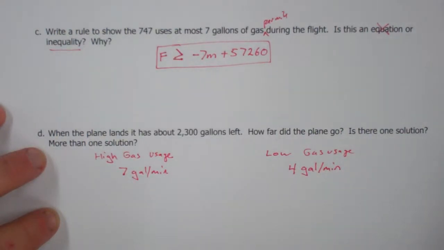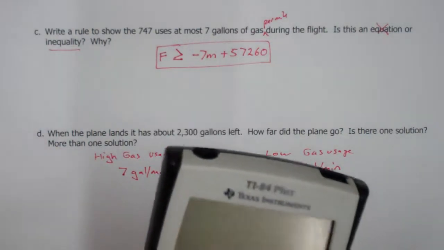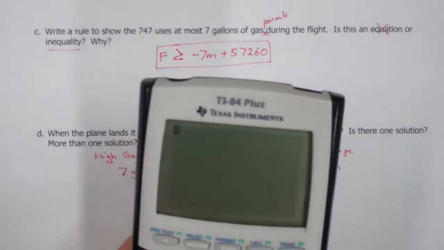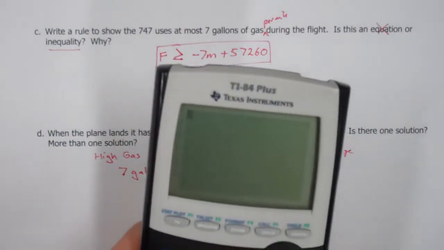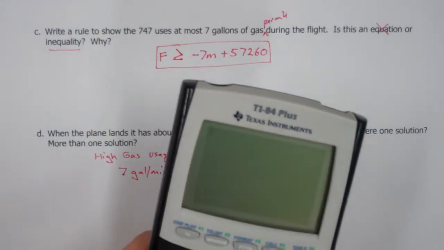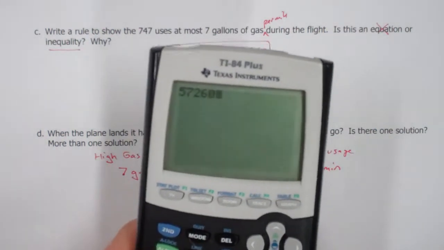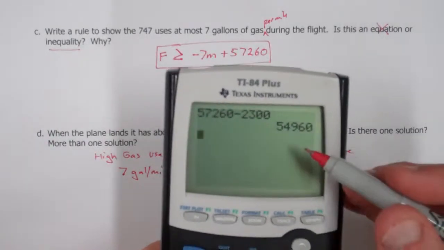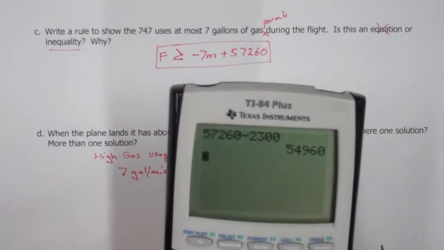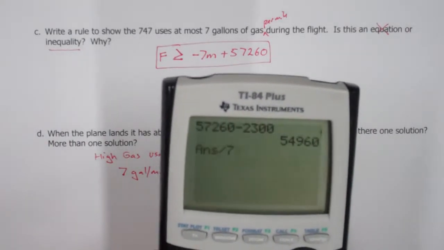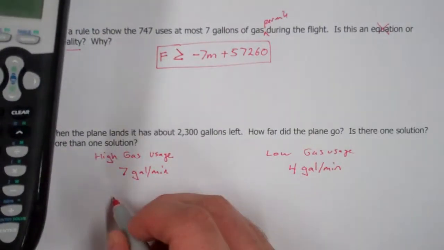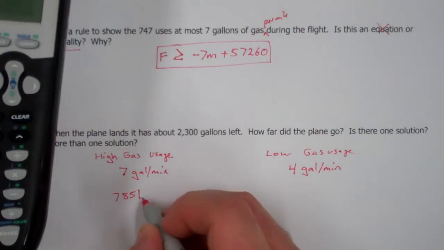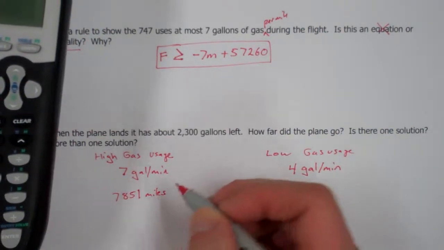Let's see if we can figure this out. So what we'll need to do is take 57,260. We're going to subtract 2,300. So the airplane used 54,960 in flight. And then we'll just divide that by 7 to figure out how many miles. So it's about, we'll round to the nearest mile here, 7,851 miles.